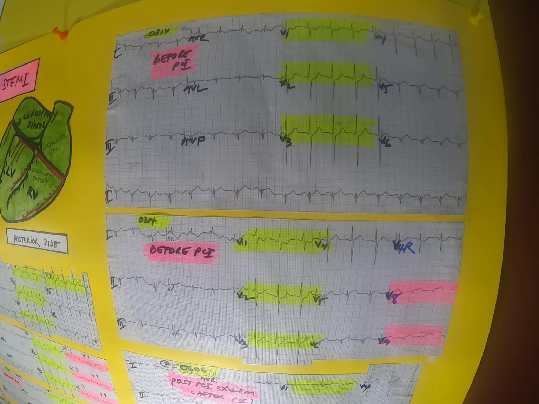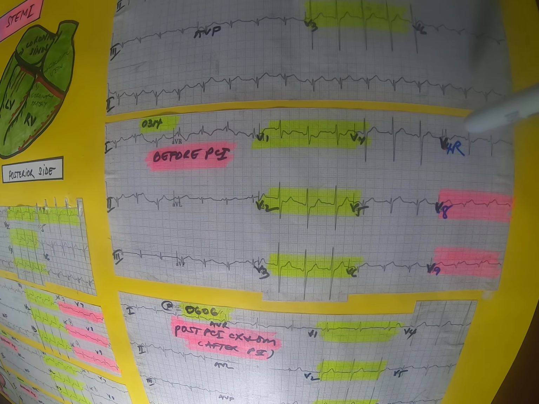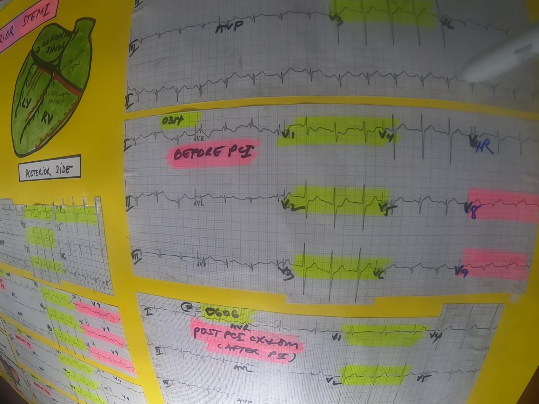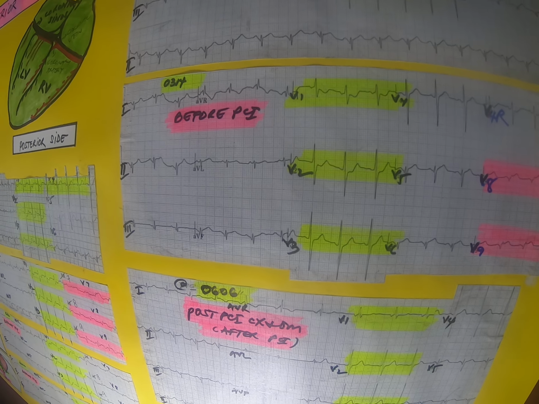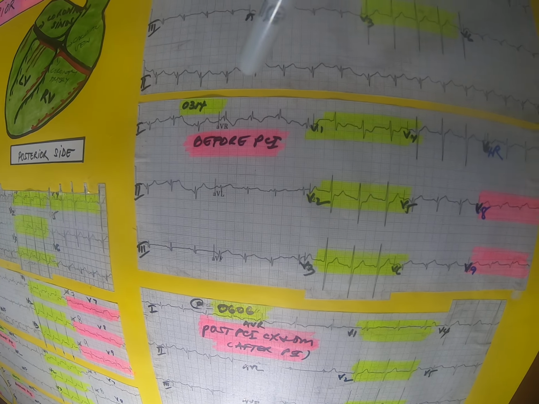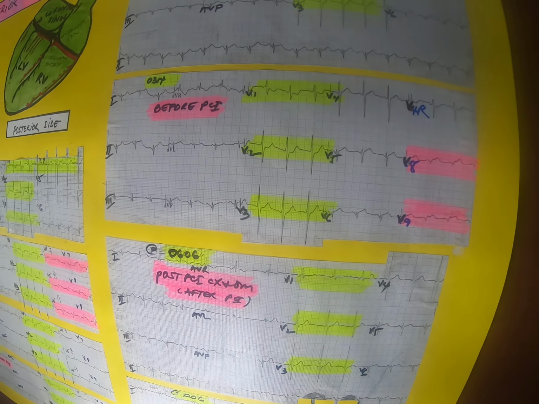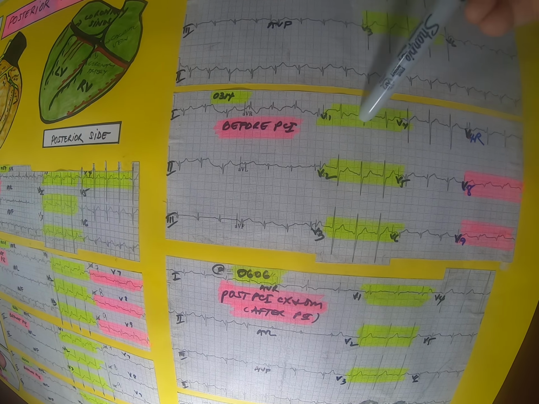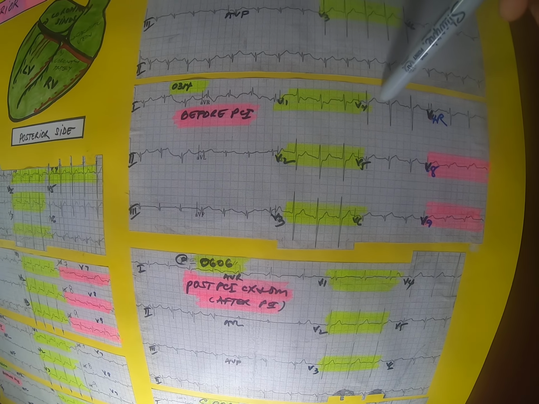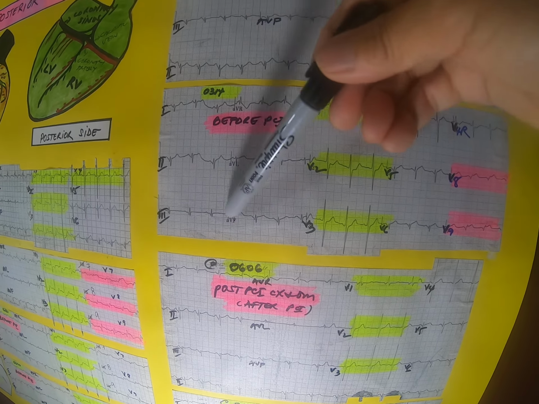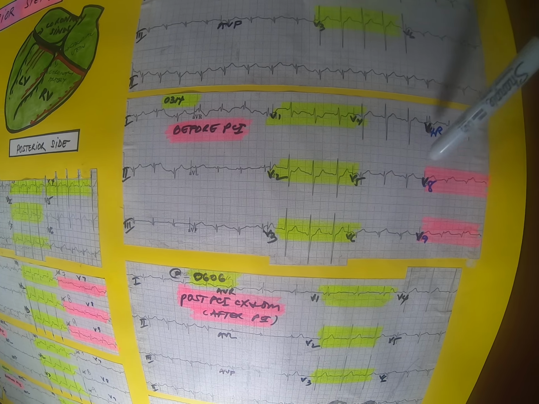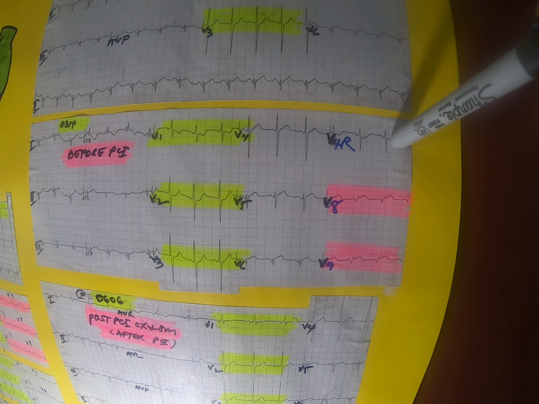After that, they did another 12-lead ECG. No, it's not 12 leads anymore, because what they did was add leads. So we have the ECG done here, 6 and 6 precordial leads, but they added V4R.